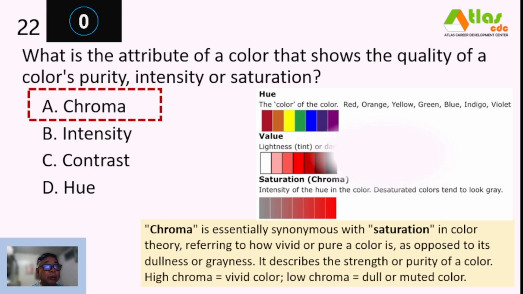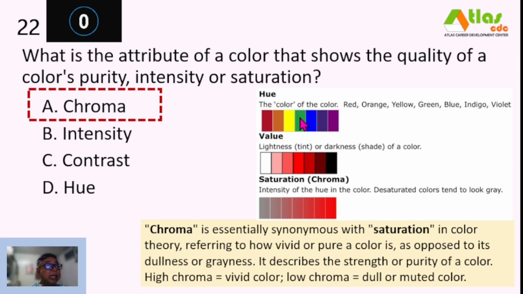So chroma is essentially synonymous with saturation in color theory, referring to how vivid or pure a color is, as opposed to its dullness or grayness. It describes the strength or purity of a color. High chroma means vivid color. Low chroma means dull or muted color.